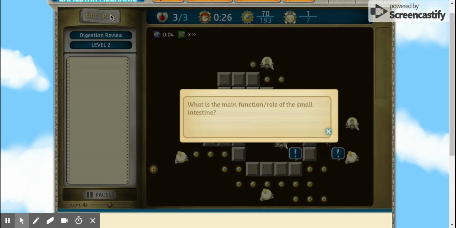And this box says, what is the main function and role of the small intestine? Students would then again answer this question on their side sheet of paper, saying how this organ completes the most chemical digestion, and maybe even go into detail about the villi included in this organ.